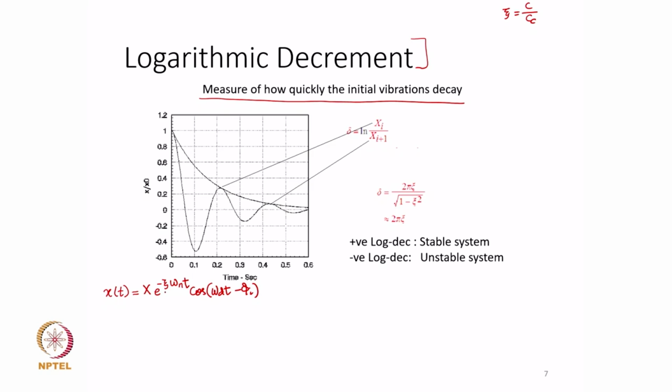This is the response at any instant of time t. Now, what we shall do is we will set our time equal to 0 at this point, or let us call this time as time t1 and this time after one cycle of oscillation as time t2.